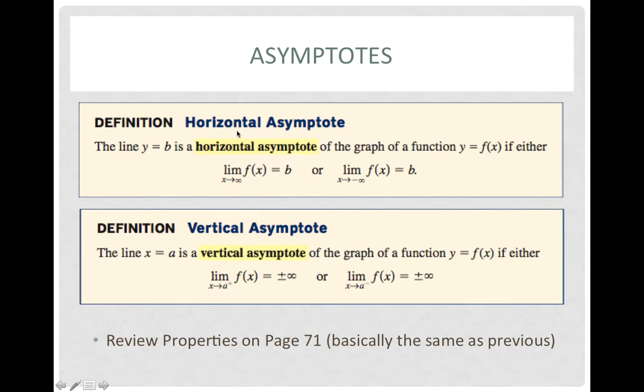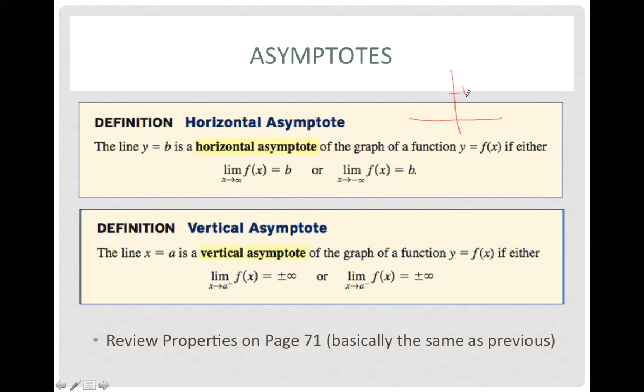The first one here is our horizontal asymptote. It's basically describing as x approaches infinity, so we're talking about our left and right end behavior. As x goes to infinity in the positive direction, it approaches a value b, so it would be something along this line.